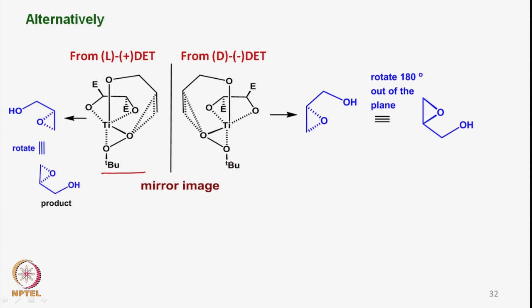So if we look at it this way, this is exactly the opposite of each other, and if this gives a product like this, as we discussed, this is the alpha side, and this is also alpha side, but it is a mirror image. So we can look at this as the product forming, whereas in the case of L plus DET, this is the product that is forming.